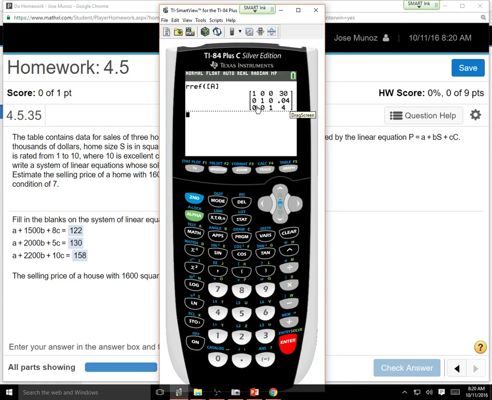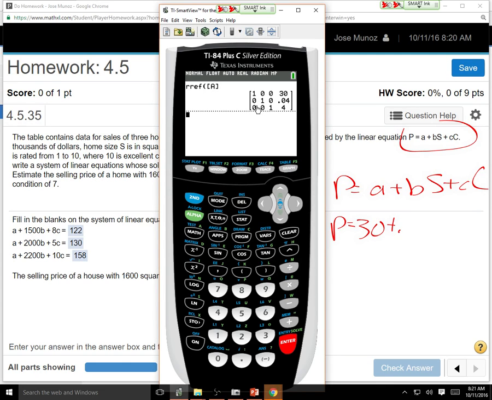So what I can do with that is I can create an equation. And they kind of gave it to me here. They're saying that P is equal to A plus B S plus C big C. So P is equal to 30 plus 0.04 S plus 4 big C. Questions on that equation where it came from? Kyle, we're good? Raina? Okay, so all I have to do now is plug in the values that they gave me.